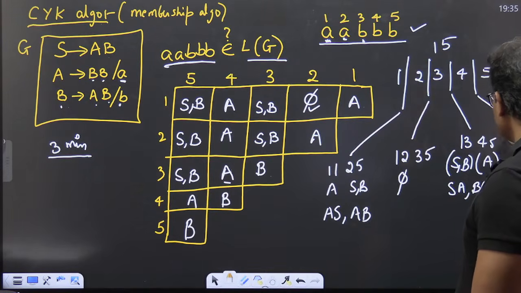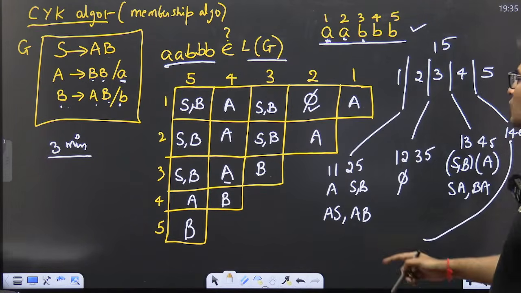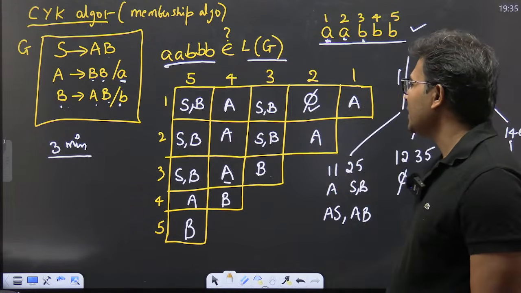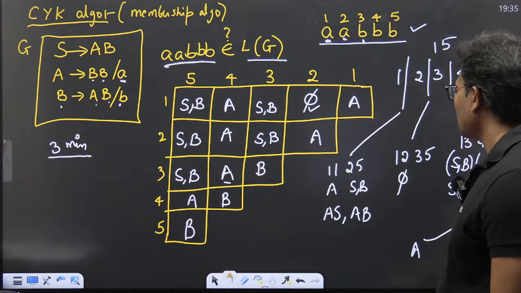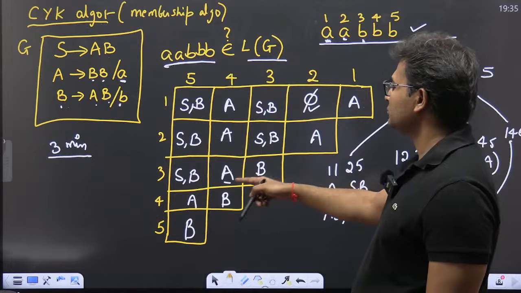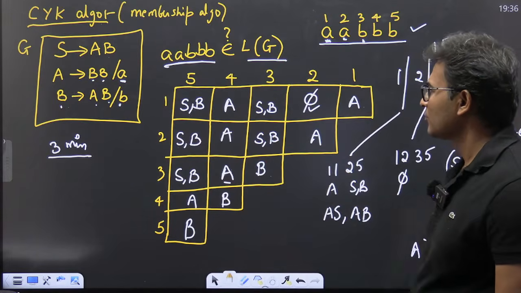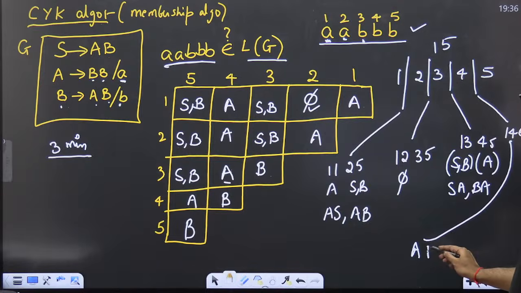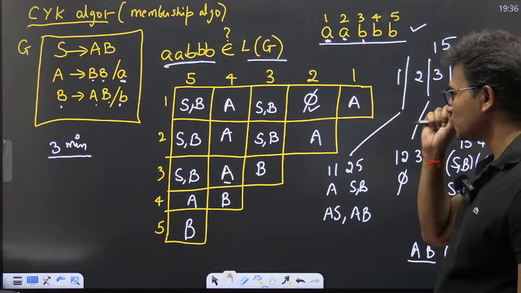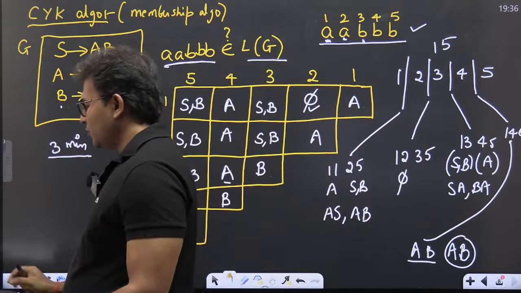Now what about this 1 4 5 5? Now what is 1 4? 1 4 is A. And the other one is 5 5. 5 5 is B. So it is going to give you AB.